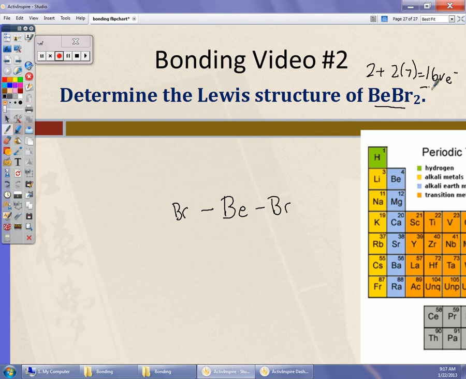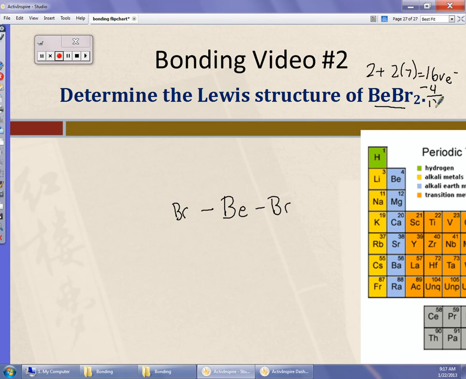We're going to subtract out those 4 electrons. We have 12 more electrons to go. They're going to go around the bromines. 1, 2, 3, 4, 5, 6, 7, 8, 9, 10, 11, 12. At this point, you want to double check, make sure you used up a grand total of 16 valence electrons. 1, 2, 3, 4, 5, 6, 7, 8, 9, 10, 11, 12, 13, 14, 15, 16.